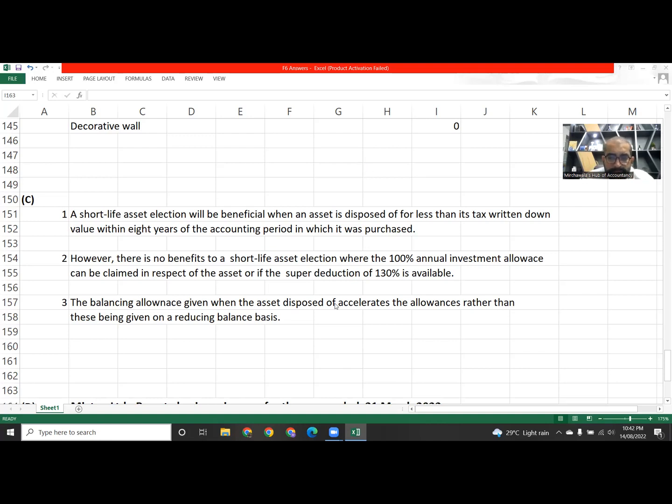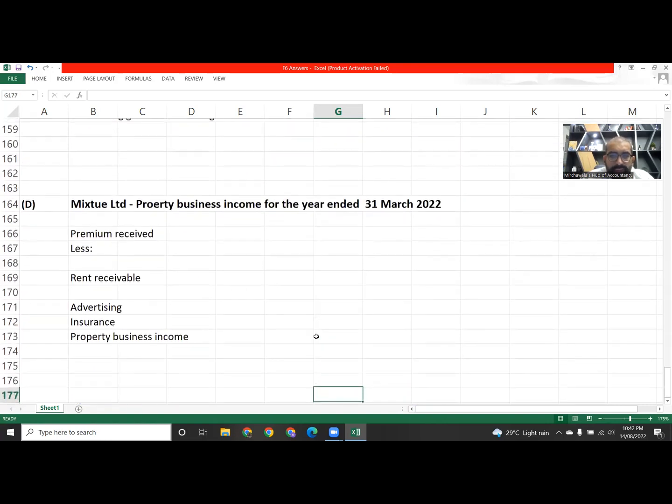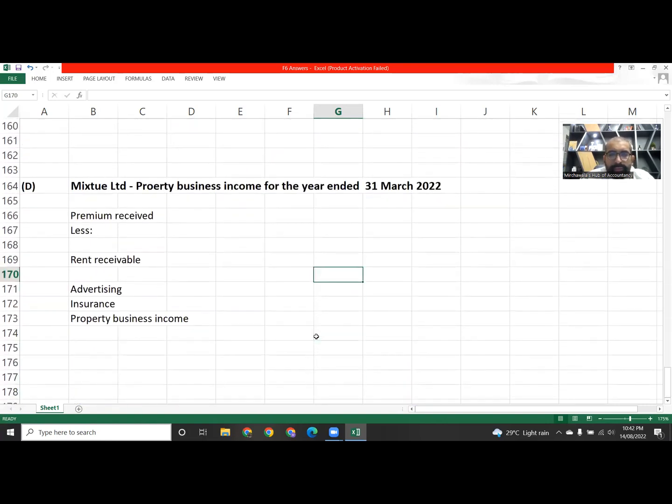Now, the last thing is property income. Property income, listen. In the property income, check the question. First of all, let's do the premium received. How much was the premium received? 18,000 less 2% into n minus 1. What is n minus 1? n minus 1 is 5 minus 1, okay? 5 minus 1.